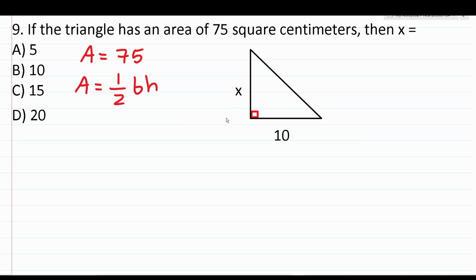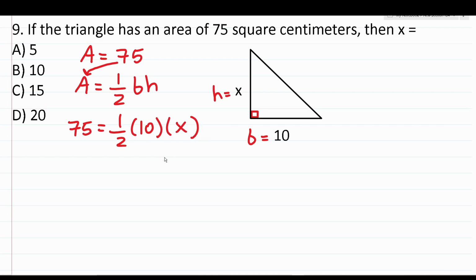And what do we have in this figure? Well, we have a right triangle, so we know that this 10 is going to be our base, and this x is going to be our height. So let's plug those values in accordingly. Again, we know that this triangle has an area of 75 square centimeters according to the problem. So I'm going to substitute 75 in for A. This becomes 75 equals 1/2 times 10 times x.